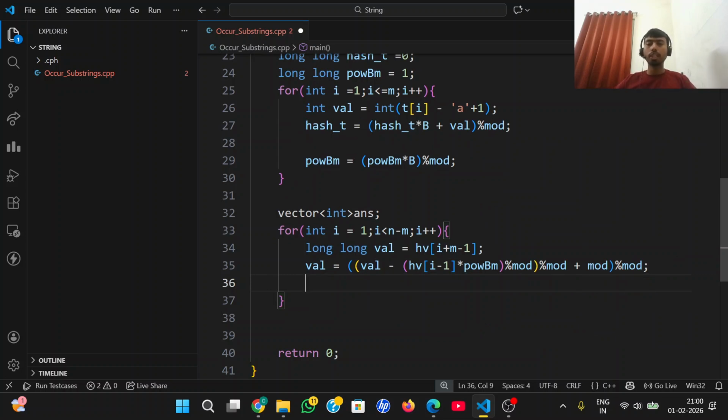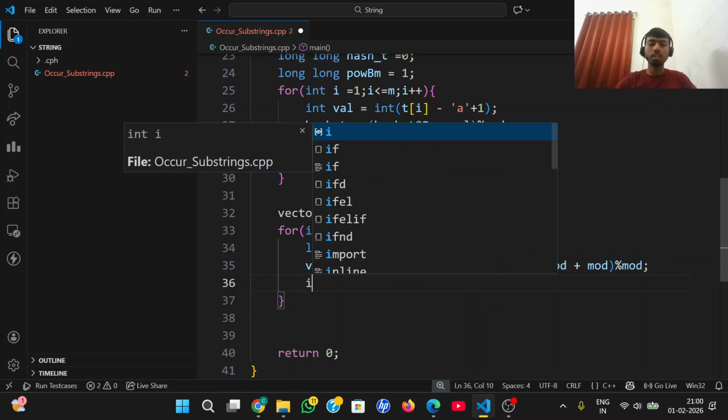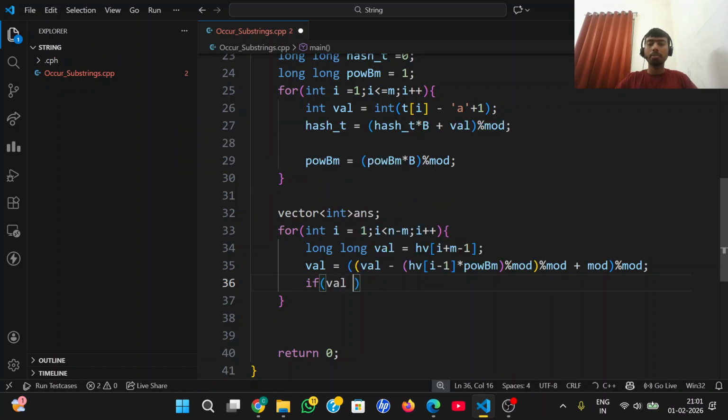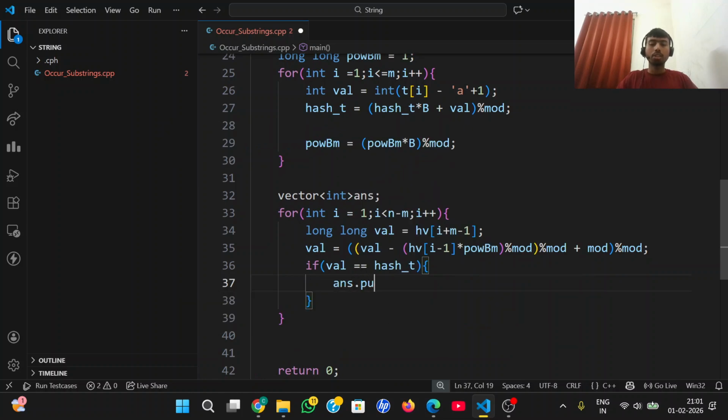Okay, so we got the hash value of the substring, and we'll just check if val is equal to hash of t or not. If it is equal to hash of t, then in the answer vector we will just push the value of i, which is the start index of our substring from i to i plus m minus 1. If we take i is equal to n minus m.